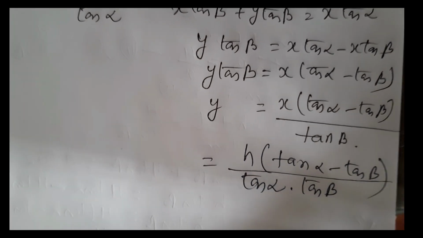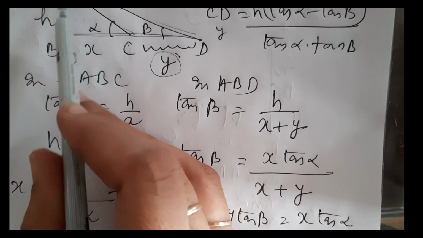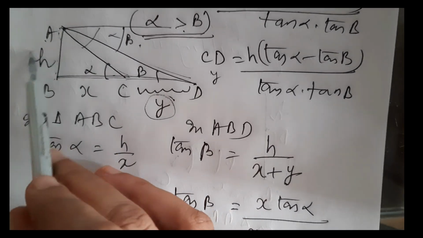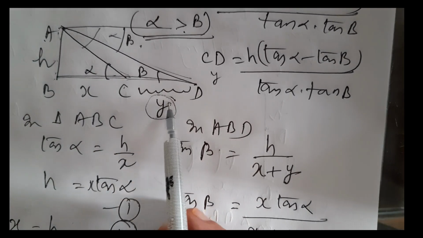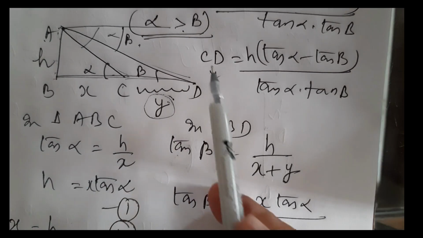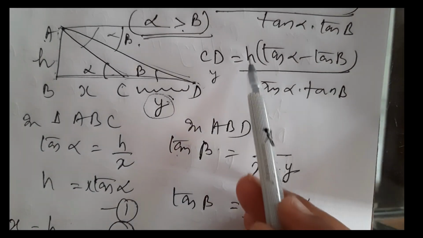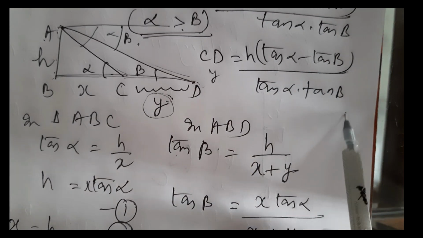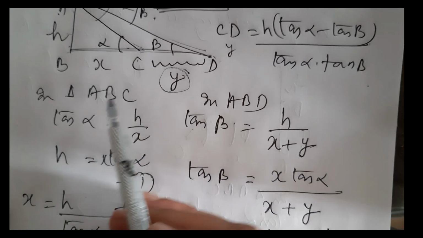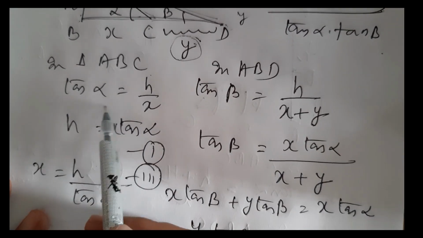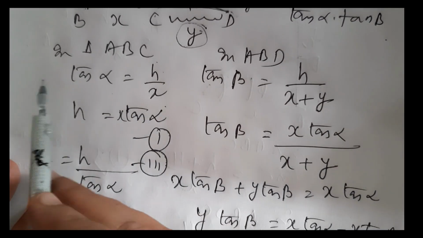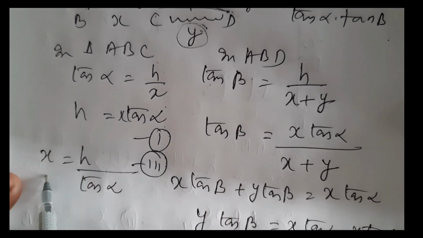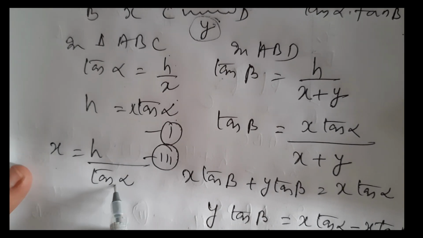So how I started, once again I'm going to repeat. Let's start with the first small triangle, triangle ABC, where I considered AB as h, and the other distances as x and y. We need to prove that this distance is h (tan alpha minus tan beta) upon tan alpha dot tan beta. As usual, in triangle ABC, tan alpha is h upon x. Cross multiplying, h is x tan alpha, and finally x is h upon tan alpha.